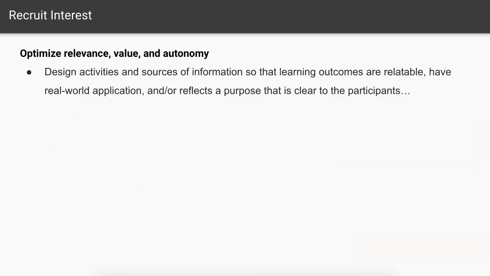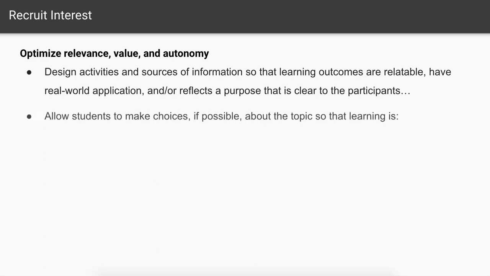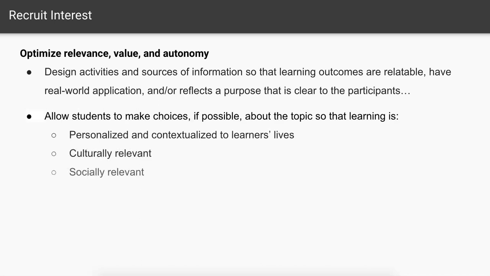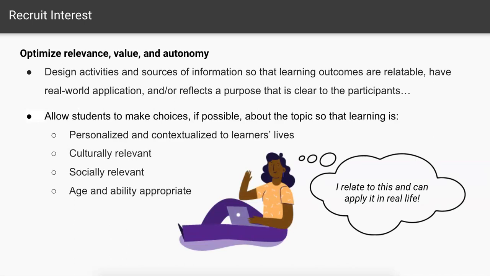Design activities and sources of information so that learning outcomes are relatable, have real-world application, and/or reflect a purpose that is clear to their participants. You can do this by allowing students to make choices, if possible, about the topics of their assignments or activities so that the learning is personalized and contextualized to their lives, culturally relevant, socially relevant, and age and ability appropriate.